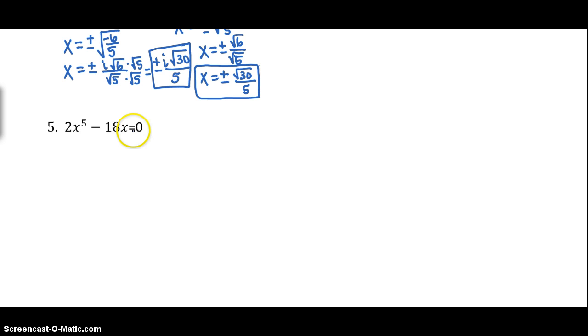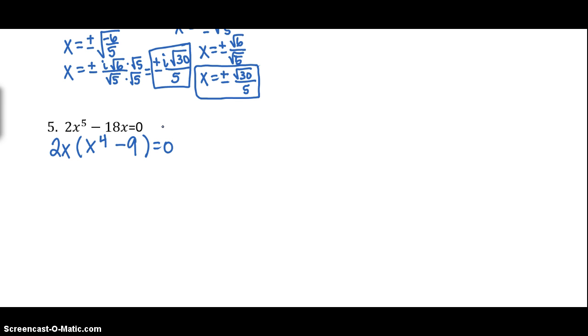So let's talk about number 5. Remember what I said about GCF. It's just going to make your life easier. Straight up, it's going to make your life easier. Let's just get this GCF out of here. So 2 goes into both, and also an x. So we're going to factor those out of there. So if I factor those out, I have x to the 4th minus 9 equals 0.